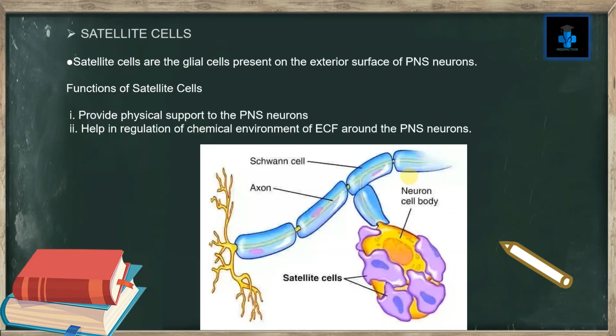Moving on to satellite cells. Satellite cells are the glial cells present on the exterior surface of peripheral nervous system neurons. Functions of satellite cells are they provide physical support to the peripheral nervous system neurons and also help in regulation of chemical environment of extracellular fluids around the peripheral nervous system neurons. So this right here is the neuron cell body, and these are satellite cells.